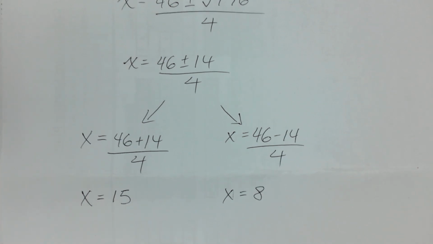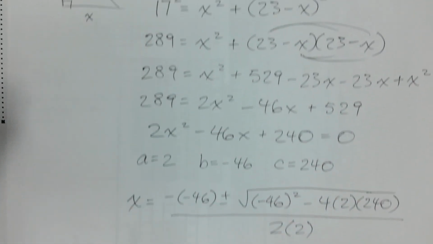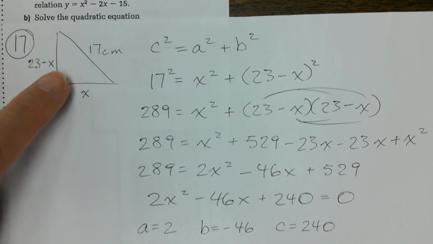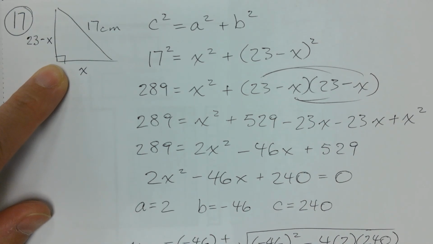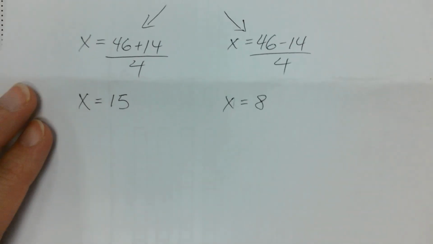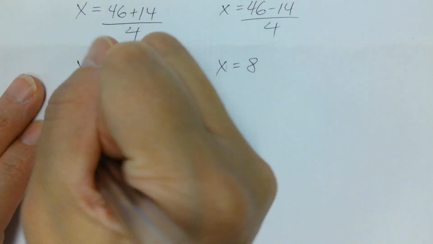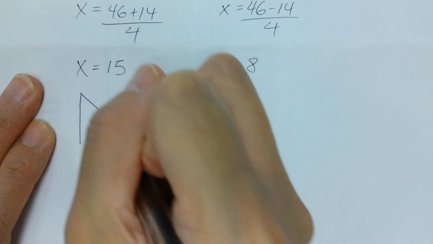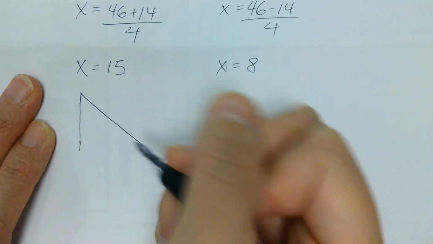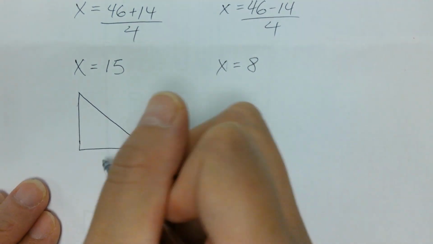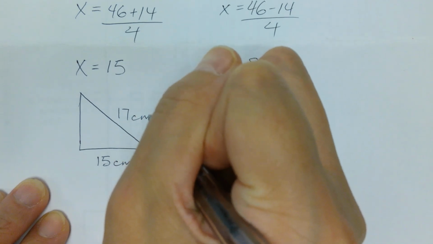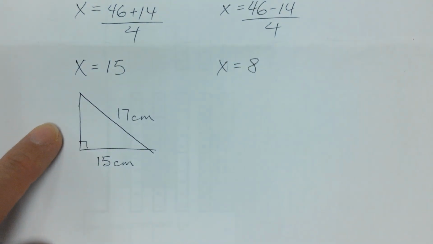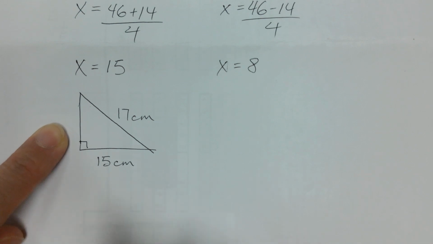Okay. That's when you have to go back to your original question and look at the diagram right here. So when x is 15, that means my diagram looks something like this. This is 15 centimeters. This was 17. This is 23 minus 15, which is 8.